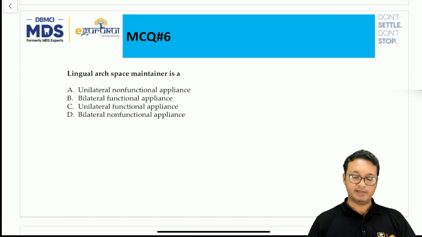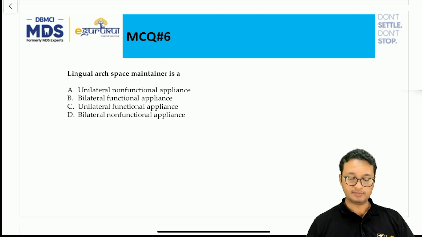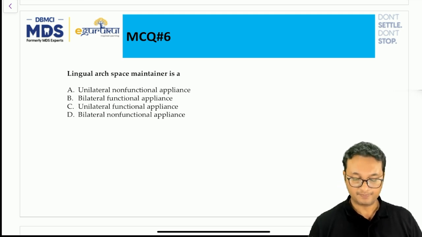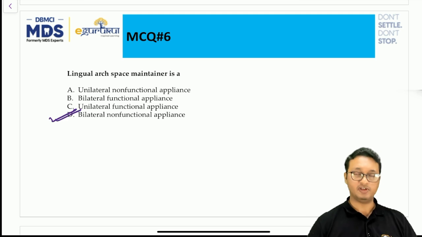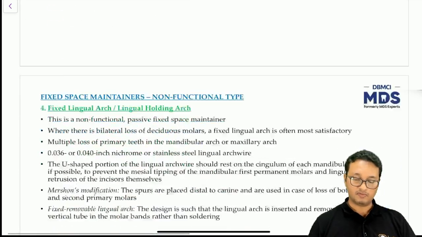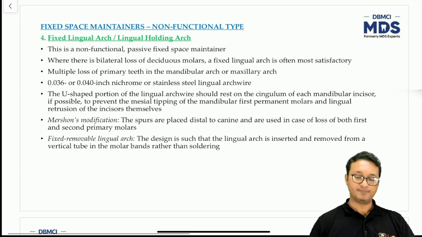Lingual space maintainer is a unilateral non-functional appliance, bilateral functional appliance, unilateral functional appliance, or bilateral non-functional appliance. What do you think should be the answer? The correct answer is bilateral non-functional appliance. Now, why is it used?